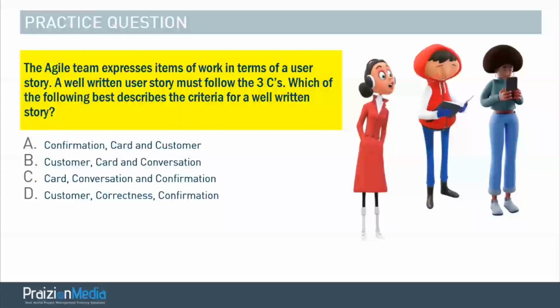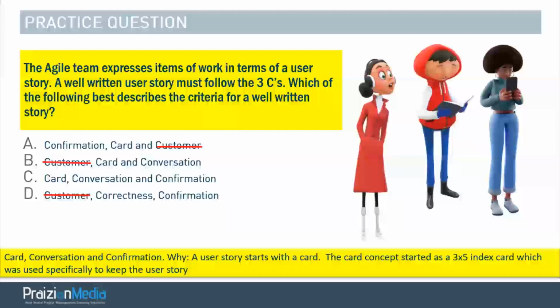So taking a look at the options, we know that the word customer should not be in the array. We know that it has the word card in it. So which one has the word card in it, but does not have the word customer? We see customer here, confirmation card and customer. That's not right. This one has customer in it. That's not right. And D says customer correctness confirmation. So right off the bat, if you know what you're looking for, you would choose C.